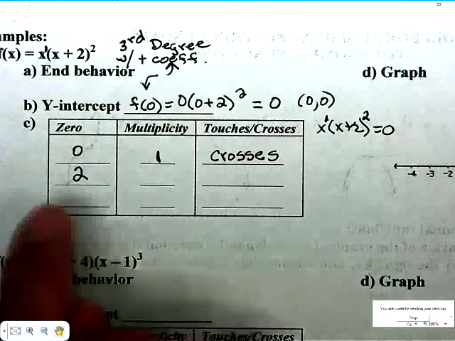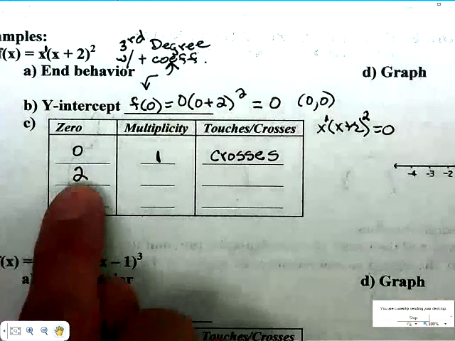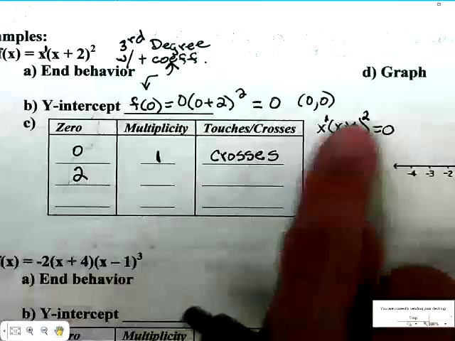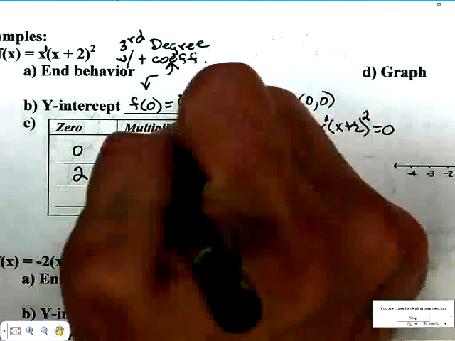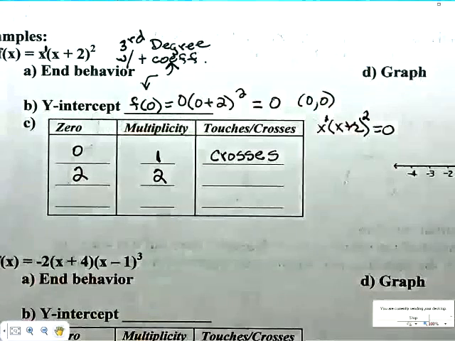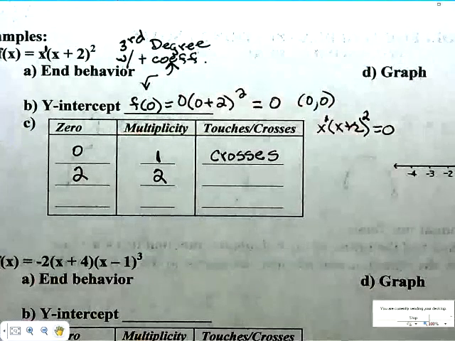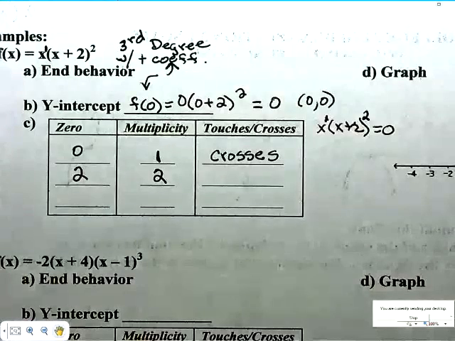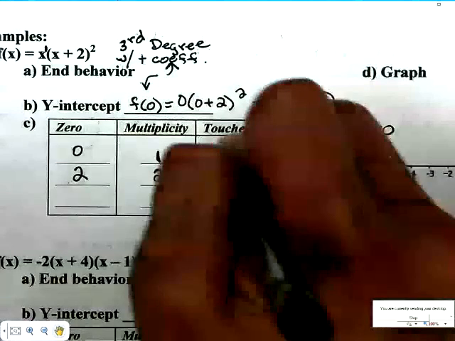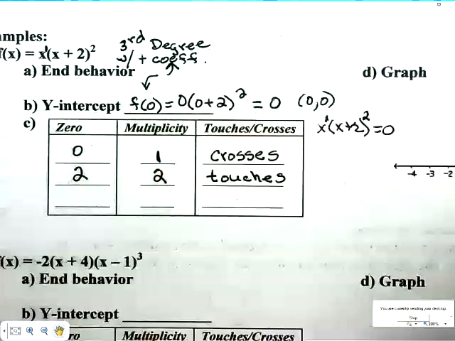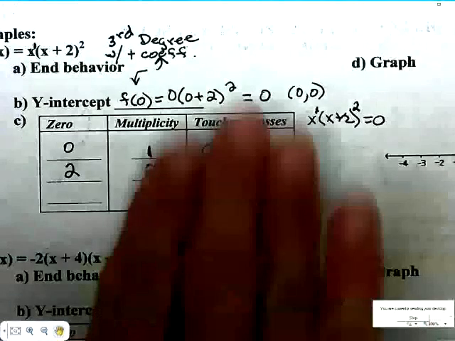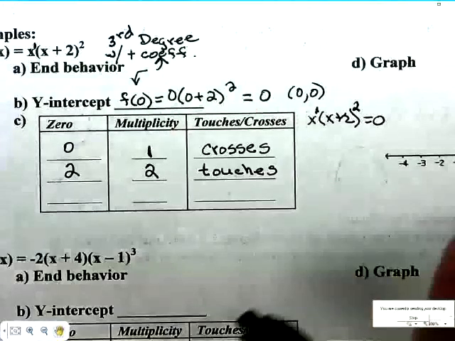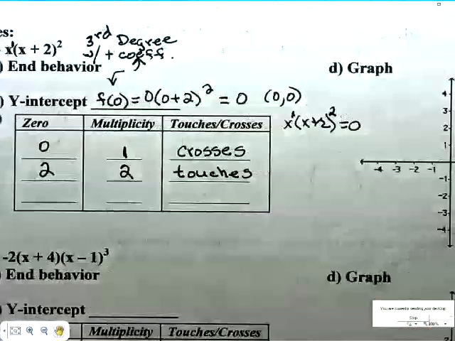What's the multiplicity of this 0? The exponent of that factor is 2. The fact that that 0 has even multiplicity tells me that the graph does what at that 0? Touches. Now, this much is monkey see, monkey do. Putting it on a graph takes a little bit of practice until you develop an intuition.